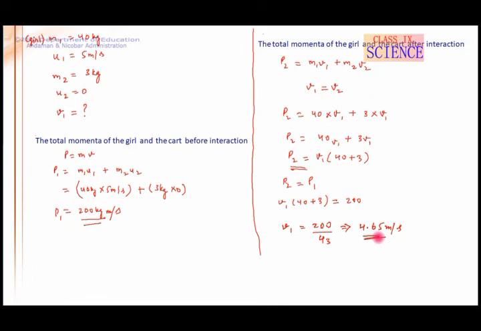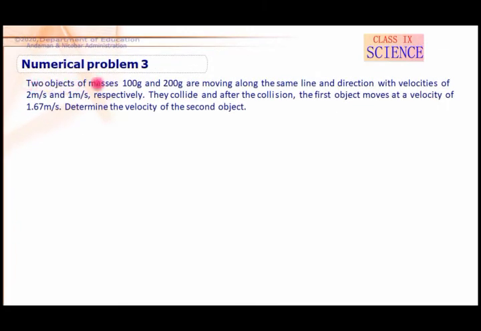So, the velocity acquired by the girl on jumping on the cart will be 4.65 meter per second. Look at this question. Two objects of masses 100 gram and 200 gram are moving along the same line and direction with the velocities of 2 meter per second and 1 meter per second respectively. They collide, and after collision the first object moves at a velocity of 1.67 meter per second. Determine the velocity of the second object.